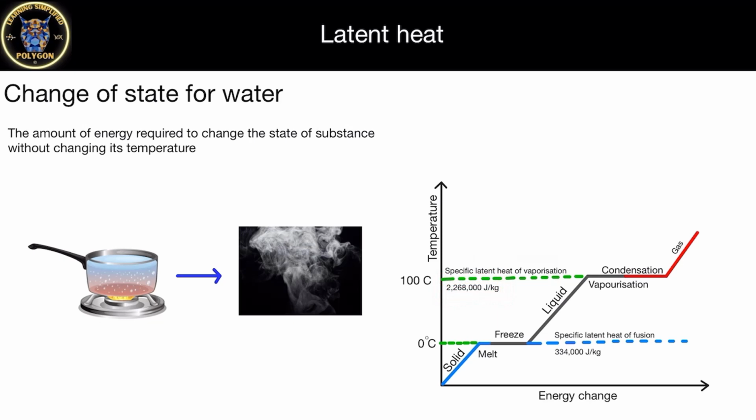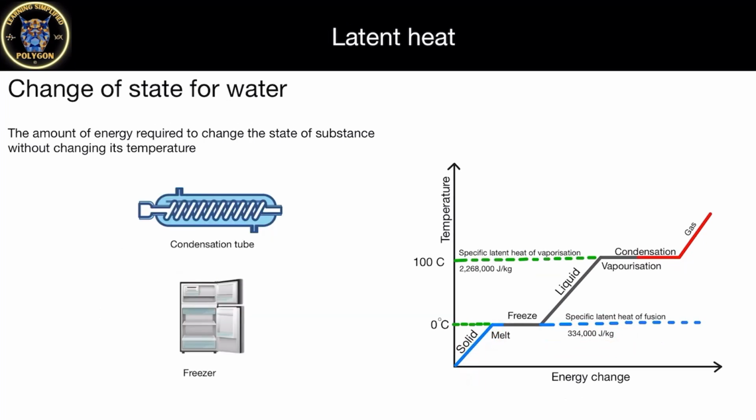The reverse process is also the same. Energy equal to the specific latent heat of vaporization is lost per kilogram of steam to convert it from gas to liquid, and energy equal to specific latent heat of fusion is lost for every kilogram of water to convert it into ice. We're all familiar with the freezer in our home fridge, which can freeze water. However, to convert steam to water, a condensation tube is used, which cools down the steam as it passes through it, and water comes out the other end.